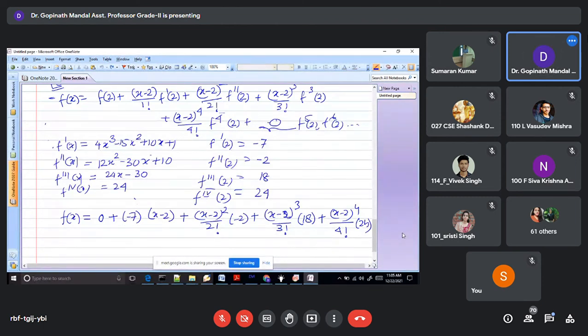Sir, in the last term we should not write x naught, we should write c, no sir? And you said x naught equal to 2, but c is not equal to 2 now.